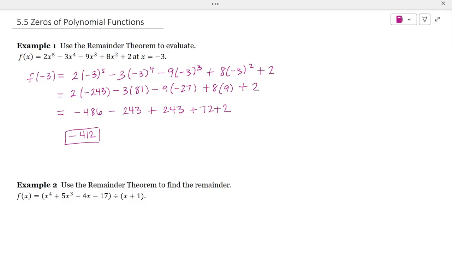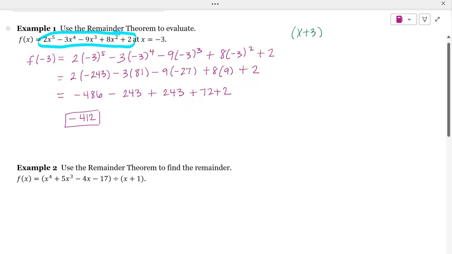In this case, all that this tells us is that if I have x plus 3 as a factor, it's not going to divide evenly into this function. And so I would want to try to find a different value to probably try to break that polynomial down to something smaller. Let's do another example.